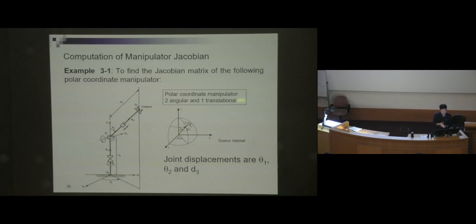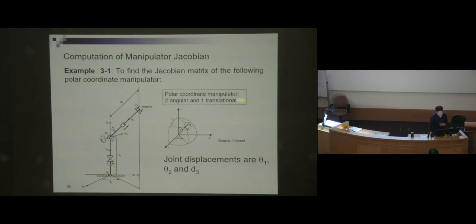So let's look at another robot. This is known as a polar coordinate manipulator. A polar coordinate manipulator has 2 angular joints and 1 translation. This is how a polar coordinate manipulator is depicted. You have your theta 1, you have your theta 2, and then followed by a prismatic joint that provides the linear motion.